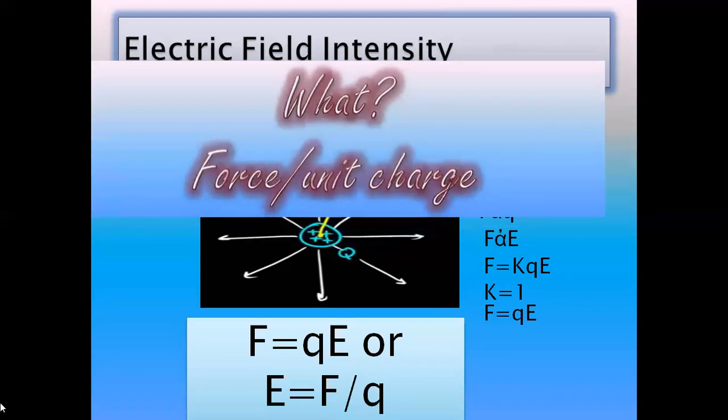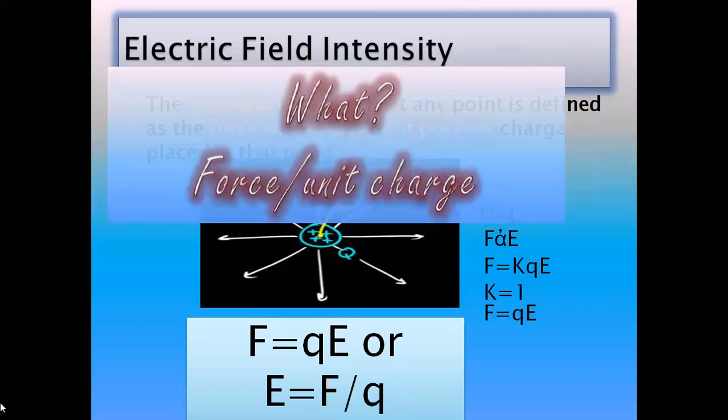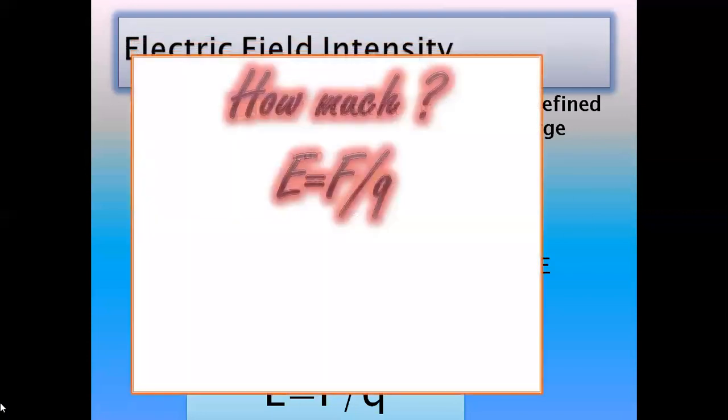So, what is electric field intensity? We can answer in a simple sentence. It's the ratio of force and unit charge, force per unit charge. Then, how much is the electric field intensity at any point? We can write E is equal to F by Q. Then we can calculate how much electric field is acting at that point.